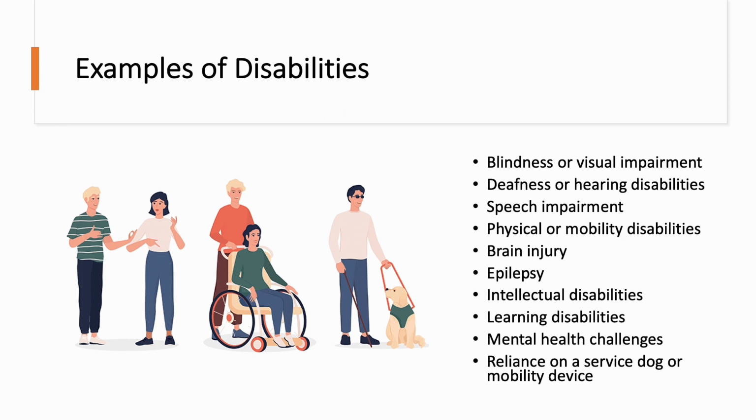Let's quickly review some examples of disabilities: blindness or visual impairment, deafness or hearing disabilities, speech impairment, physical or mobility disabilities, brain injury, epilepsy, intellectual disabilities, learning disabilities, mental health challenges, and reliance on a service dog or mobility device.